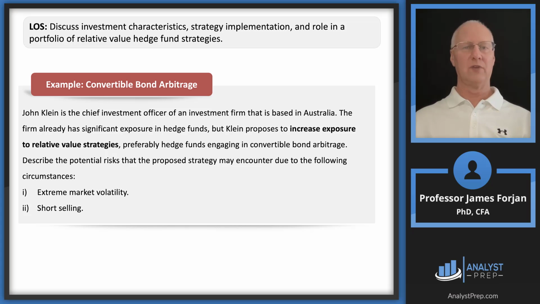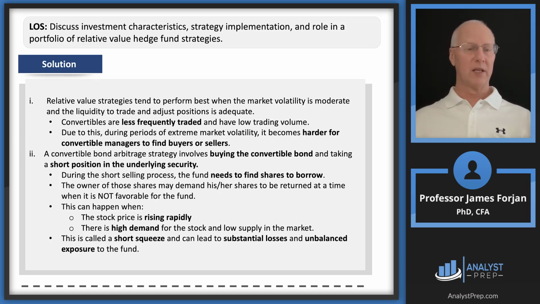So let's take a look at a quick example here. Investment bank in Australia, significant exposure to hedge funds, increase exposure to relative value strategies, engaging in convertible bond arbitrage, describe potential risks if there's extreme market volatility and short selling. And so there are some answers that we just discussed in that previous slide.